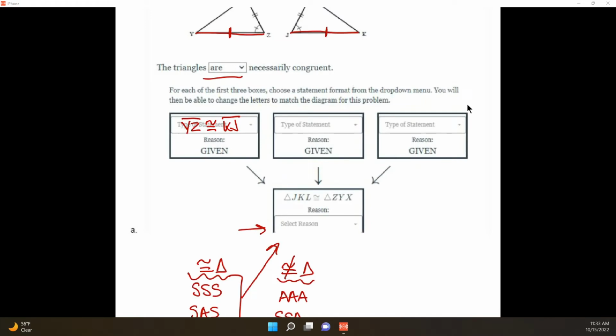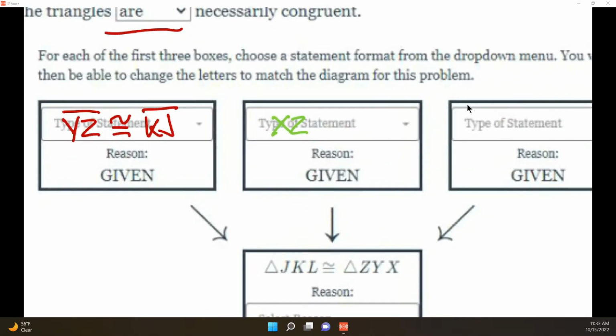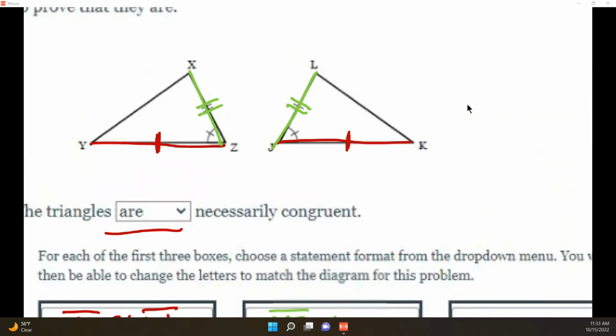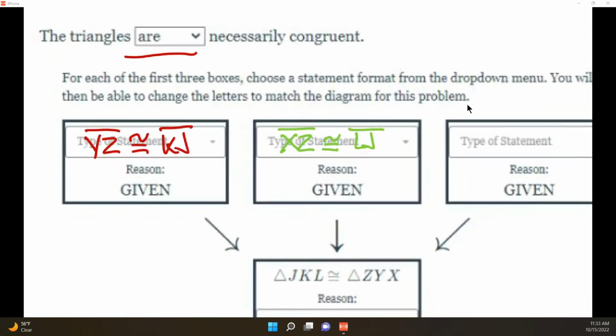The tick marks in the picture tell me these two sides are congruent. Another thing that is congruent is this side right here. So that's the side XZ. It's got two tick marks. That's congruent to LJ, which also has two tick marks. So those things go together. So XZ. Sorry, I'm trying to write over stuff, so it might be a little hard to see, but the side XZ is congruent to the side LJ, and that is also given.